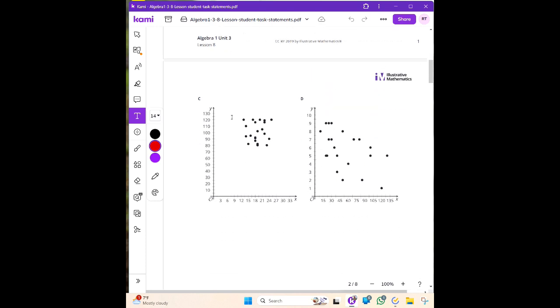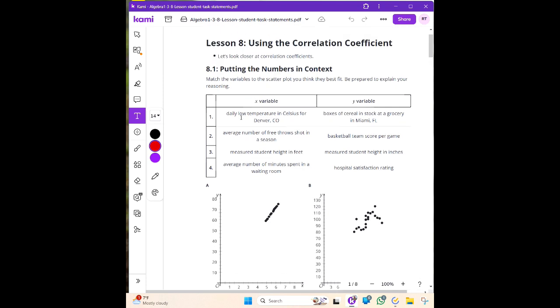When we go down here for C, it doesn't look like there's any kind of correlation here. And for D, it looks like there may be some kind of negative correlation here, or negative slope. And the correlation coefficient might not be very good here because they're all over the place, right? These dots are all over. So let's see what we can figure out.